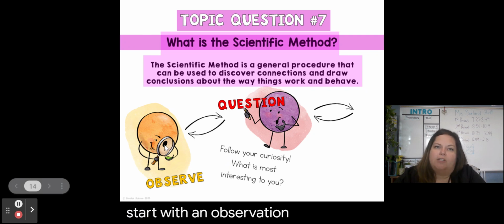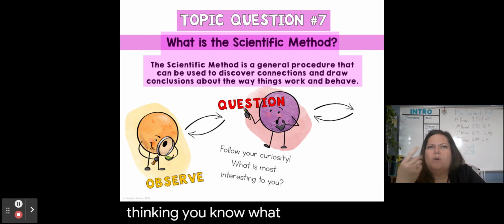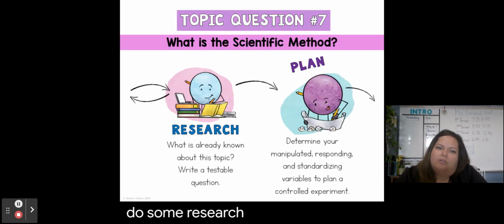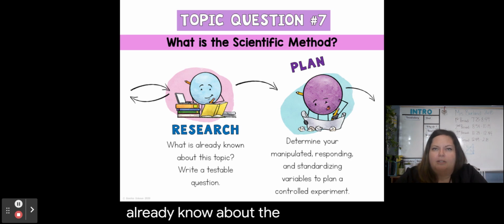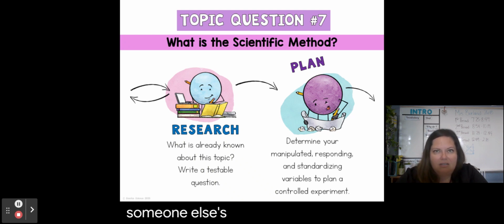So we start with an observation. We're using our senses. I notice something. I smell something weird. I see something that's funny looking, and it gets me thinking, what is up with that? Essentially, that's where we start. We get our testable question. Then we're going to do some research. Okay, what do we already know about the topic? Has someone else already done the experiment? Why waste your time if someone else has already done it? Okay, use their data.